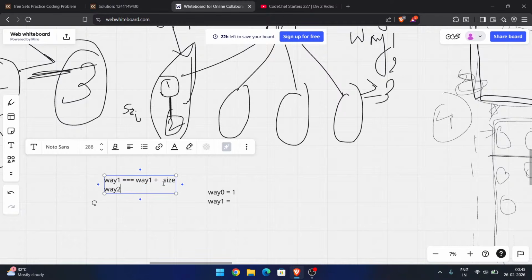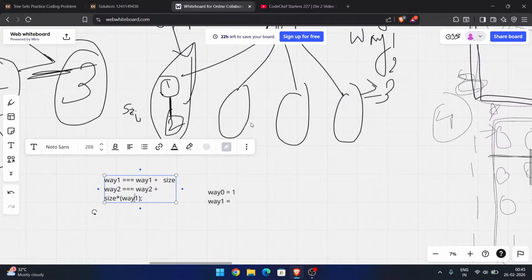Now what would be the ways of 2? Whatever it was earlier. If we decide not to take anything from this branch, then it would be the same. But if we decide to take from this branch, then it would be number of ways 2 plus earlier, which was ways 1.